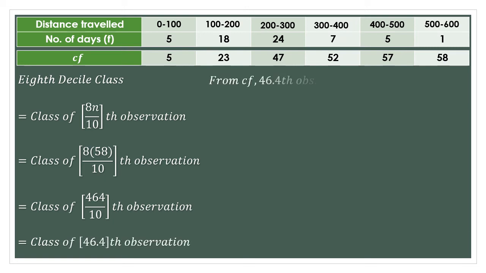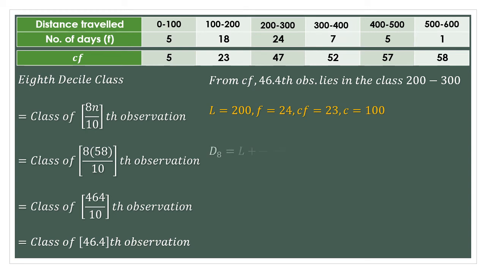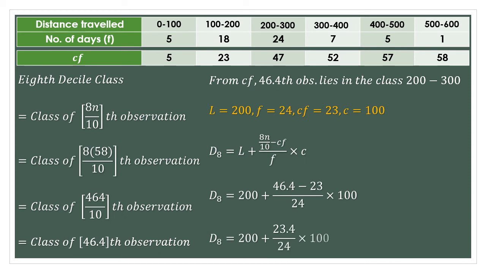Now the 46.4th observation again goes into the CF 47, that means the class will be 200 to 300. That means our L will be 200, F 24, CF 23, and class length 100, just like the previous sums. We will put it into the D8 formula of L plus 8n upon 10 minus CF upon F into C, which would be 200 plus 46.4 minus 23 upon 24 into 100, and 200 plus 23.4 upon 24 into 100, which would get us 200 plus 97.5, and the answer will be 297.5 kilometers.